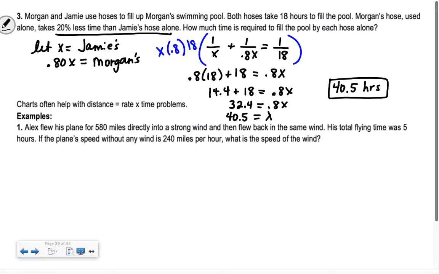So it says Alex flew his plane for 580 miles directly into a strong wind and then flew back in the same wind. His total flying time was 5 hours. If the plane speed without any wind is 240 miles per hour, what is the speed of the wind?